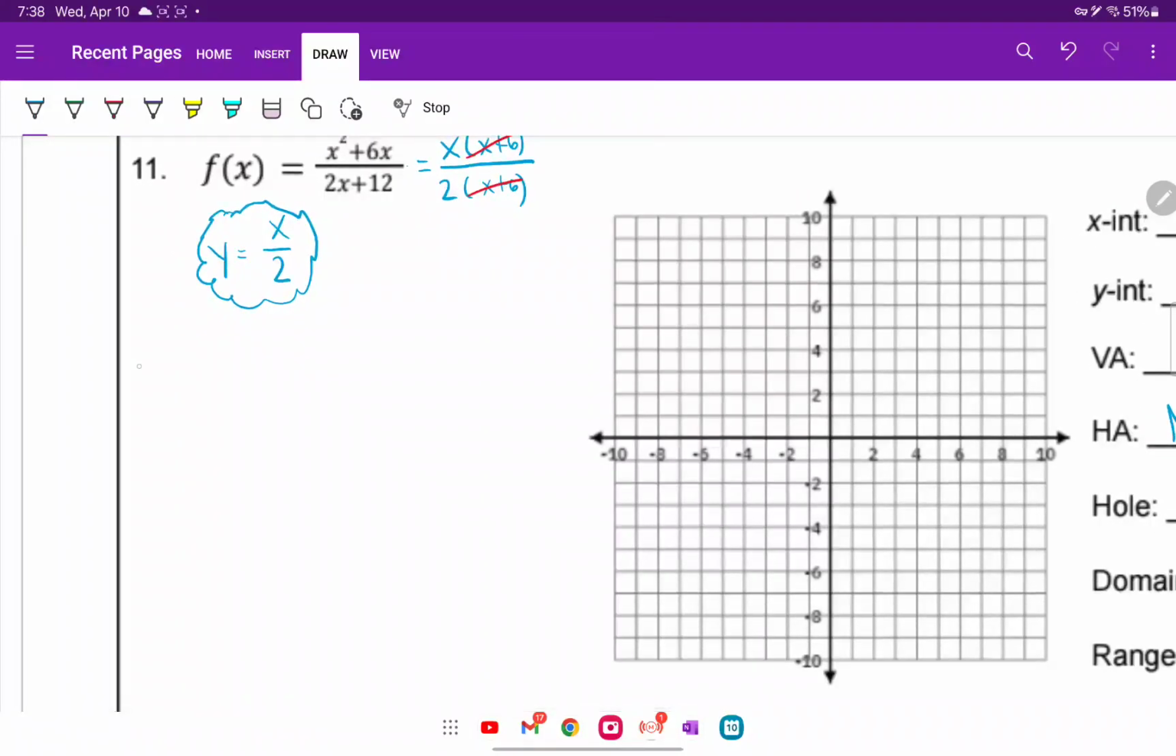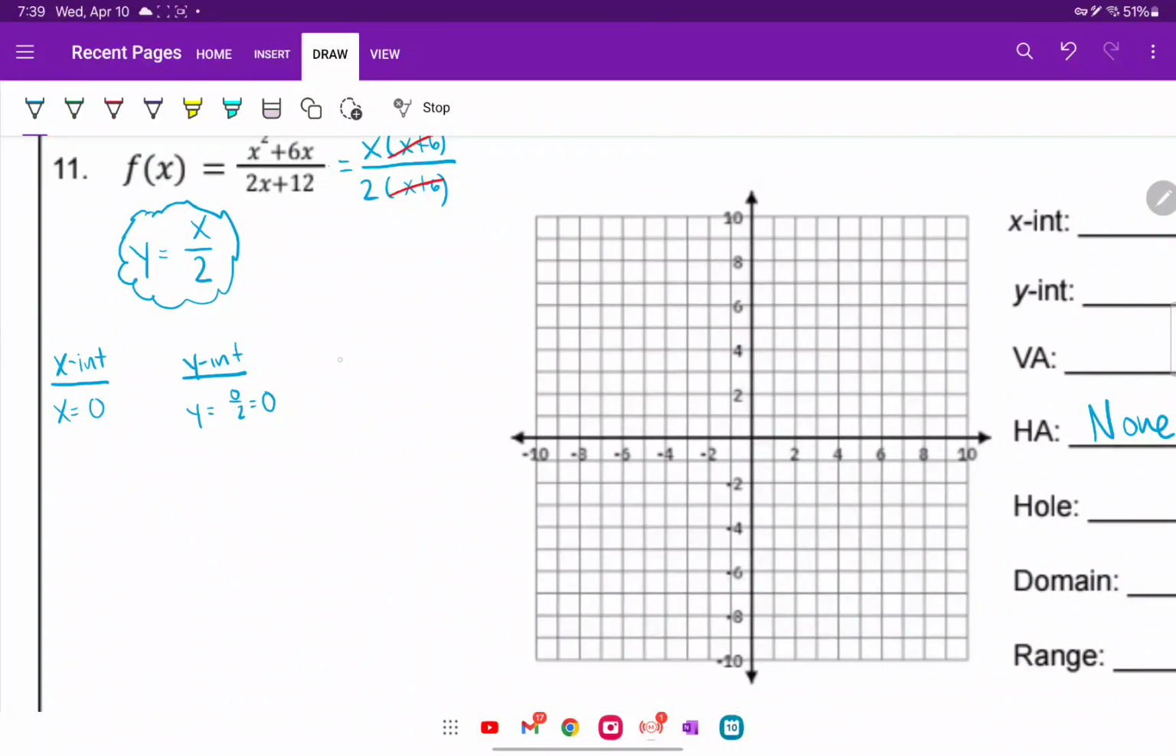All right, we're going to start with the x-intercept. We set the simplified numerator equal to 0. In this case, we have an x. So if x equals 0, then our x-intercept is 0, 0. For our y-intercept, we plug in 0 for x, so y equals 0 over 2, which is 0. Then we go to our vertical asymptote. And for our vertical asymptote, we have no x in the denominator, so there is none. A horizontal asymptote, we figured out was none already, because the degree is highest on the top.